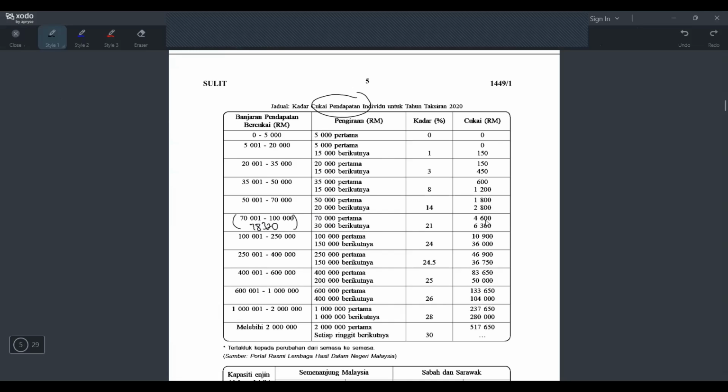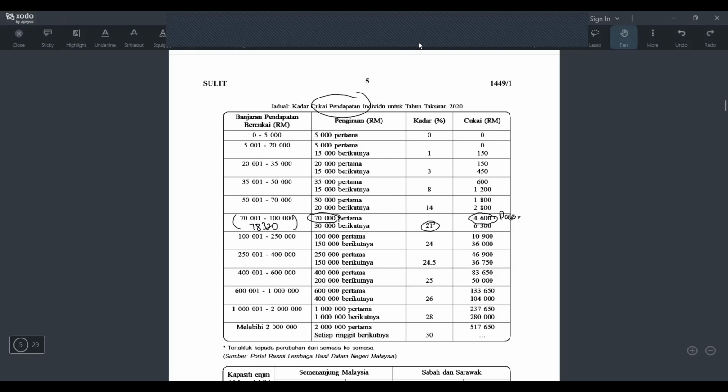So we will look at this value, and this value. We only focus on these three numbers. The rest, you don't have to look at it, right? So 70,000 pertama, they say 4,600. So this is the cukai dasar, 4,600. And then what about your cukai baki? You have to take 78320 minus 70,000 times 21%. Right? So let's remember 4,600 is for 70,000 pertama and then 21%.